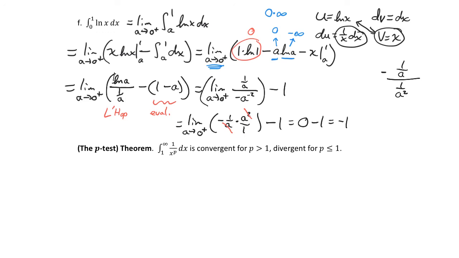Wait a minute, negative 1. Okay, I learned before that when we got a number, we said it converged. So this guy converges, but how does it converge to a negative number? Well, if you think about the natural log's graph, it looks something like this. So we go here. The integral from 0 to 1 is a region that's below the x-axis, hence the negative 1.